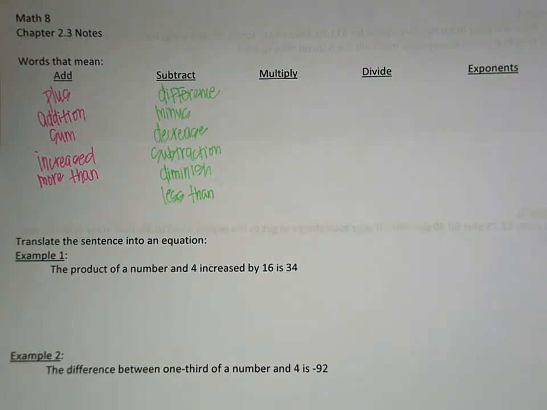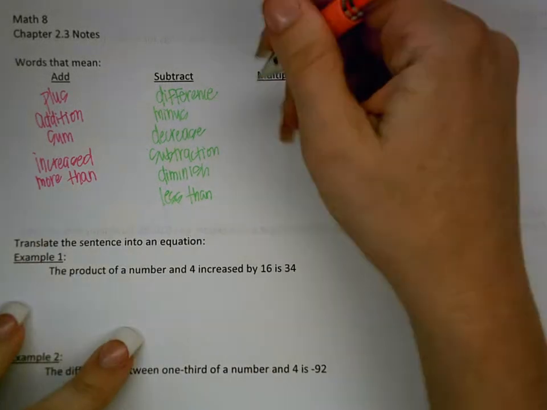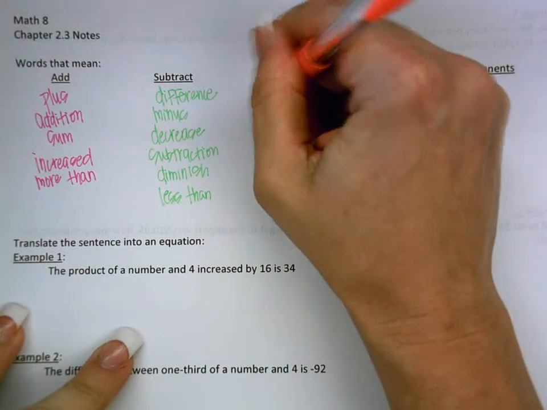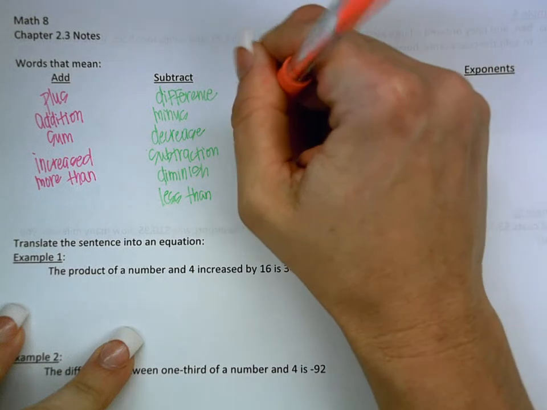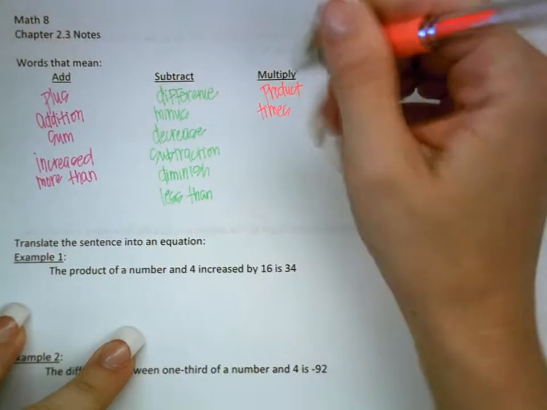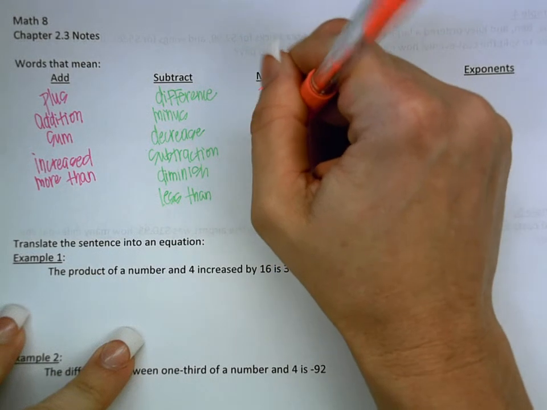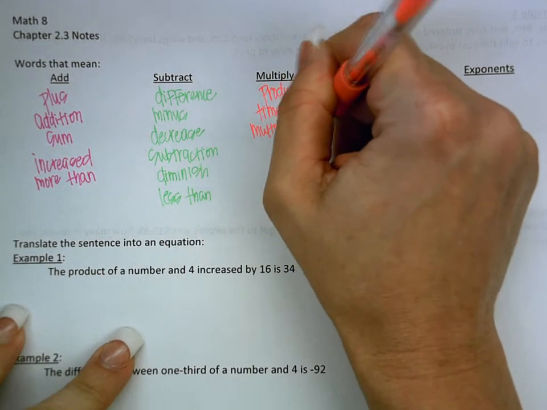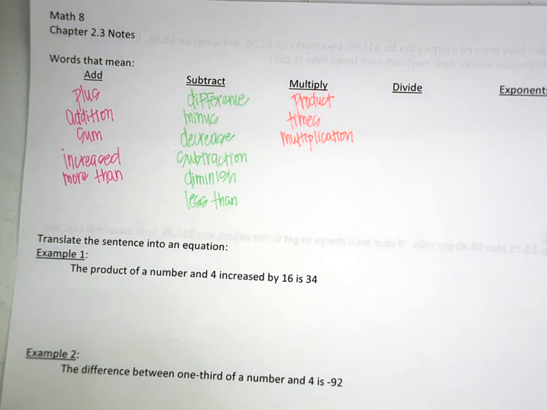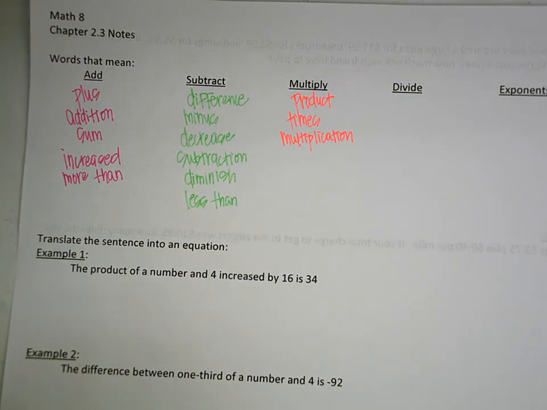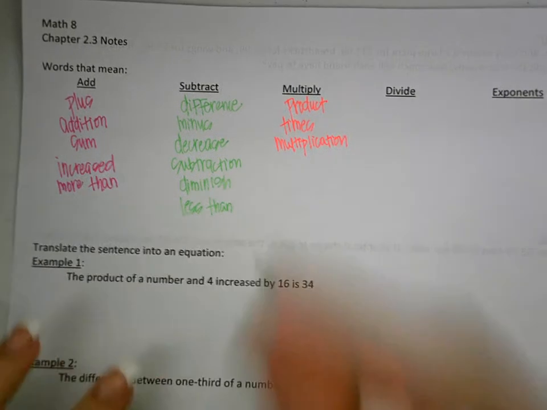Okay, now let's figure out what some words are that mean multiply. Times. Product. Multiplication. Can you think of any others that mean multiplication? Each, I think, does work, because that's telling you to multiply.